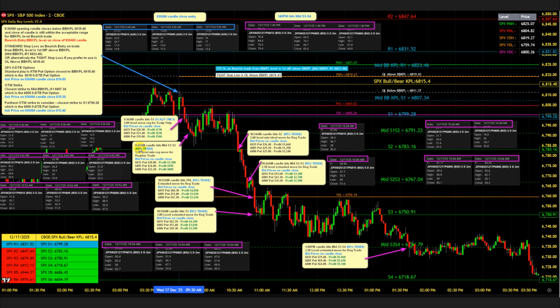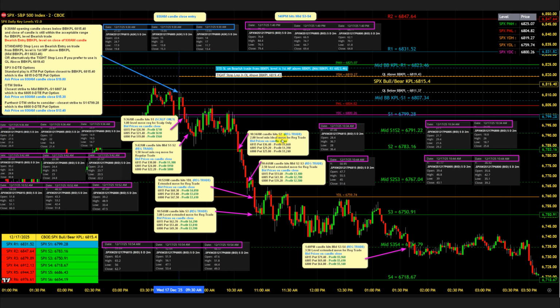So here we have the 9:42 a.m. The next level down is the S2. That is a 2-level minimum ideal move for a regular trade, and that is at 10:34 a.m. here. And then we have the bid prices for the candle close. As you can see here, the 68.15 is now 36.40. Profit $1,660 per contract. The 68.05 is 29.20, $1,390 per contract. 6,800, 25.80. Profit $1,240 per contract.